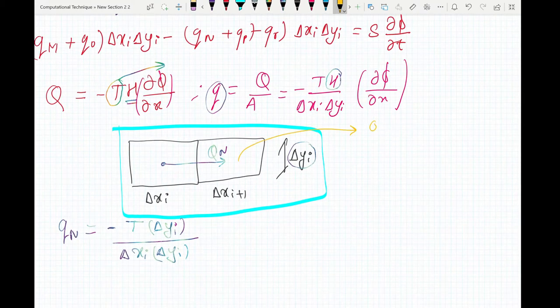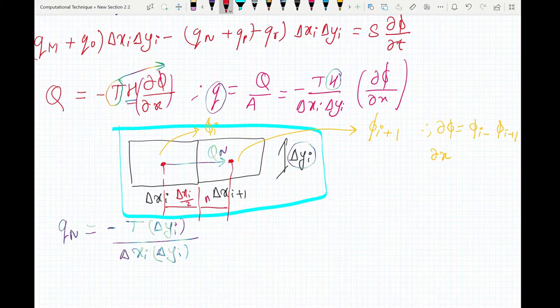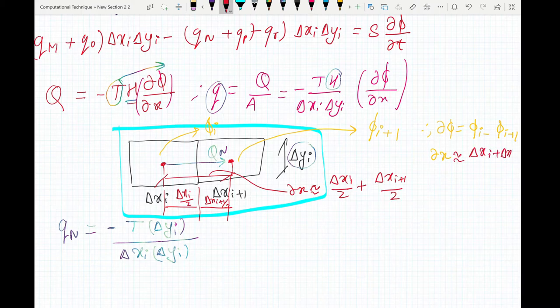Let's say the potential here is given by phi i plus 1 and the potential here is given by phi i. Therefore the difference d phi will be equal to phi i minus phi i plus 1, and dx, which will be the distance between center to center, is, as you see here, delta xi by 2 plus delta xi plus 1 by 2. So this whole length will be dx, that is approximated by delta xi plus delta xi plus 1 by 2. We can substitute these values and write here.